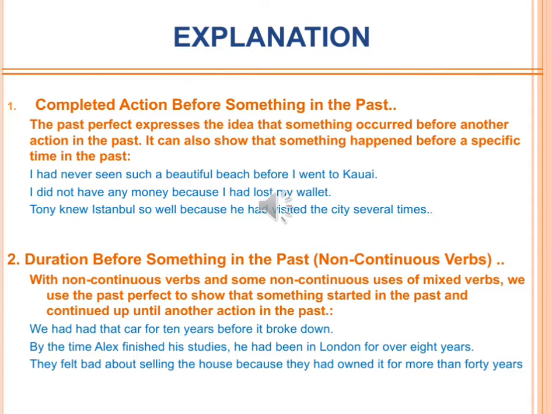We mean with non-continuous verbs and some non-continuous uses of mixed verbs. We use the past perfect to show that something started in the past and continued up until another action in the past. Examples: we had had that car for 10 years before it broke down. By the time Alex finished his studies, he had been in London for over 8 years. They felt bad about selling the house because they had owned it for more than 40 years.